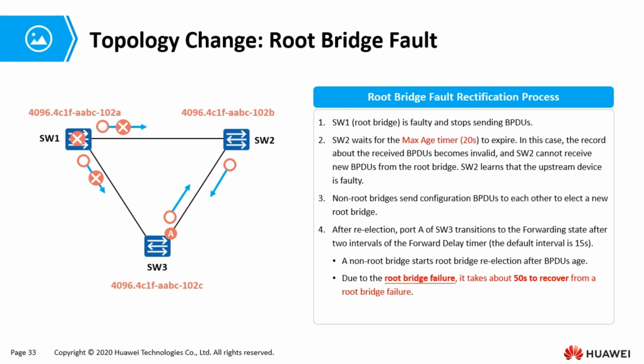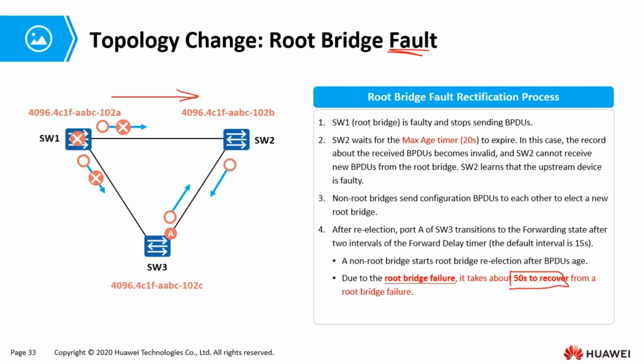Okay, so now we want to see what happens if the root bridge fails. This one also is a famous STP question. They were asking what happens if the root bridge fails. It normally needs 50 seconds to recover. So we are going to see why we say it's 50 seconds. When a root bridge fails on a stable STP network, a non-root bridge periodically receives the configuration BPDU from the root bridge, because it will send the configuration BPDU.